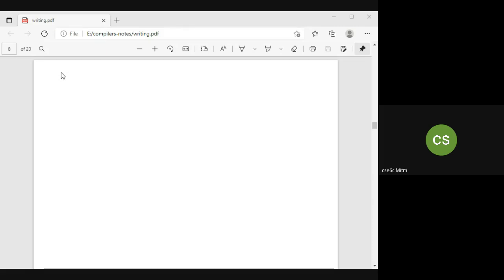So put the heading as shift reduce parsing. I'm going to dictate a few things which are important for shift reduce, and depending upon that, you are going to understand what it is. Write the heading as shift reduce parsing.